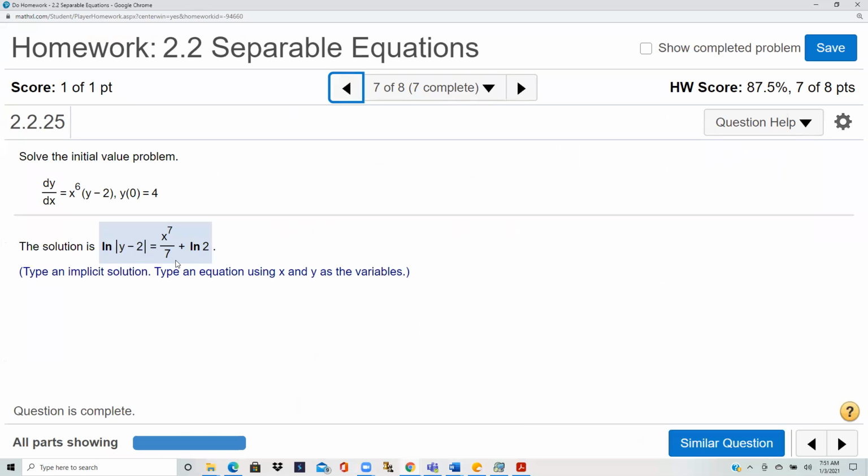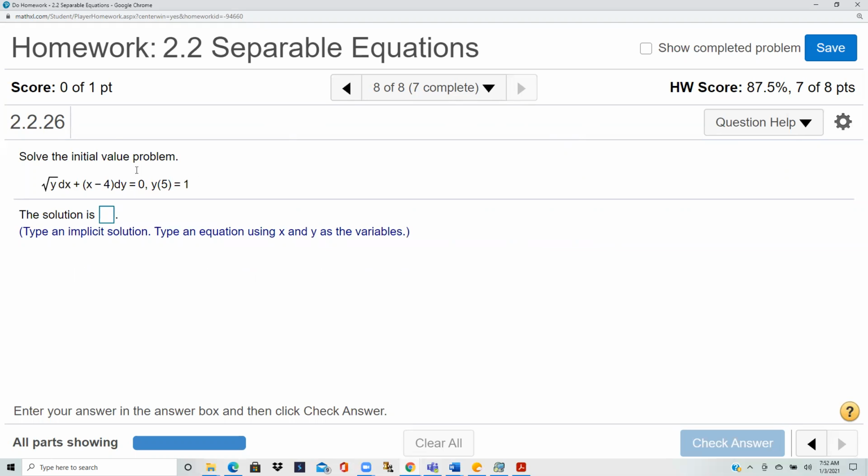And that's what we have here: ln |y minus 2| is equal to x to the 7 over 7 plus ln 2. And here they were not forcing us to write only the constant on the right hand side. They just said the solution is, and you are free to write in whatever form you want. So we just wrote it in the way we got it.